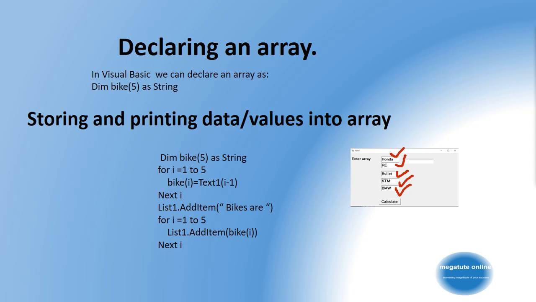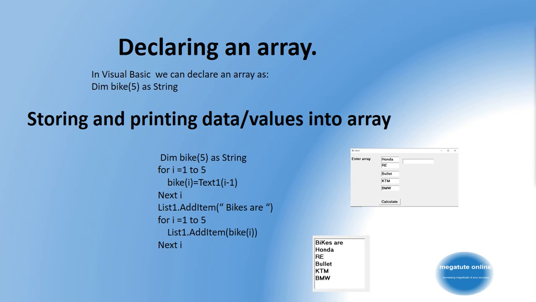Now when we put the values here and press calculate, all the values will go to the corresponding array elements, that is bike 1, bike 2, bike 3, bike 4, bike 5. And then when the printing statement gets executed, we'll get the output in this particular form as shown here. So all the 5 bike names along with the message "bikes are" will be displayed in list box 1.